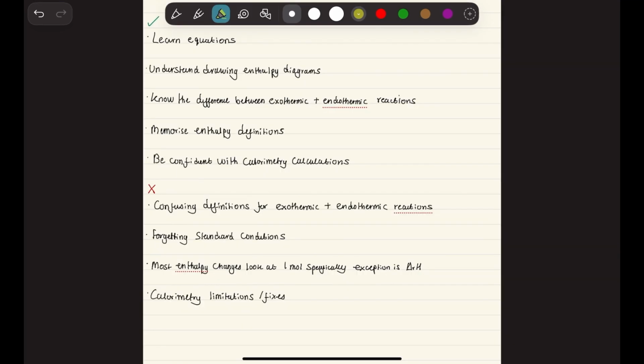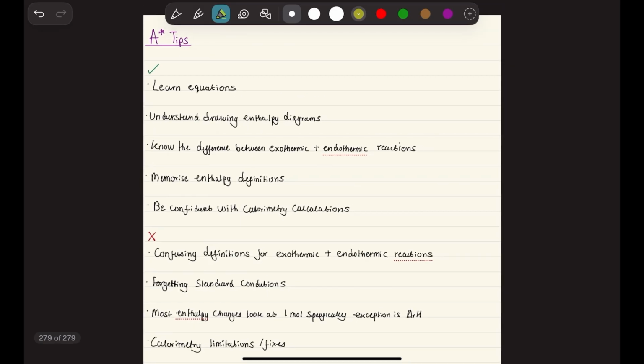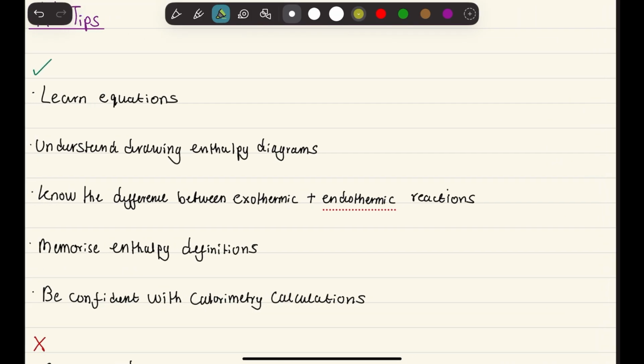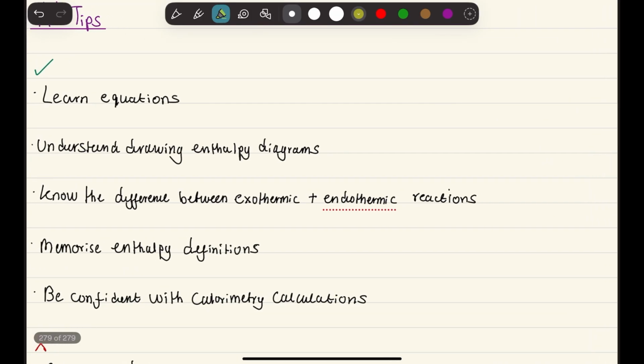Okay, I've done a lot of talking, so I'm happy to wrap this up with the A-star tips. Now, things that are good to do for enthalpy? Learning the equations. Honestly, even the Q equals MC changing T, I would just commit it to memory because even if it isn't in the data booklet, it's just easy if you just know it off by hand. And then all of those equations to do with like moles equals concentration times volume, you are gonna need those. You never stop needing those, so make sure they're learned.